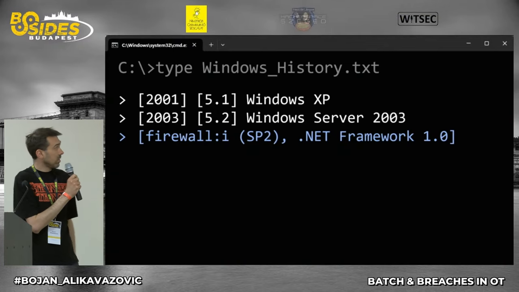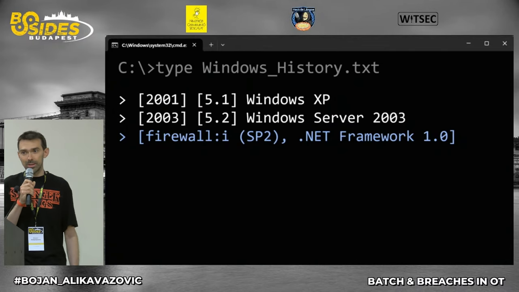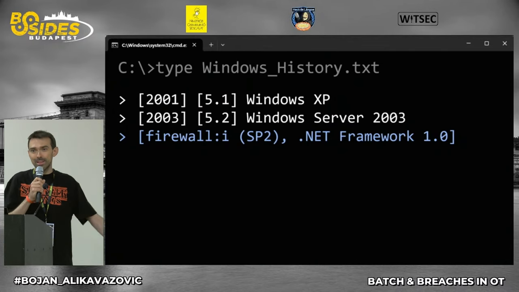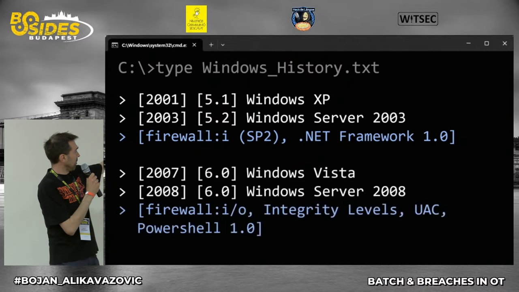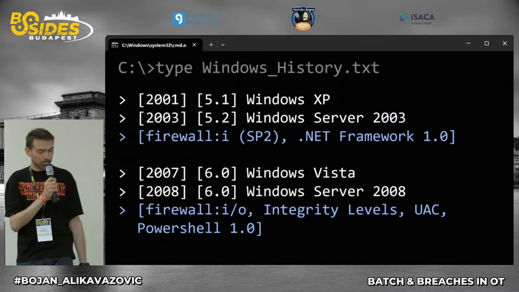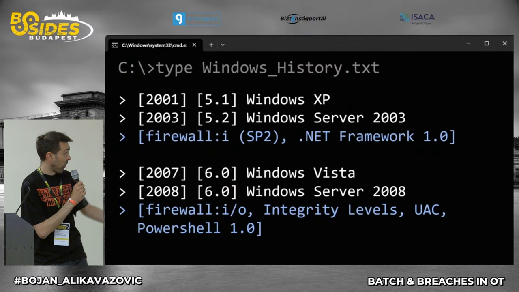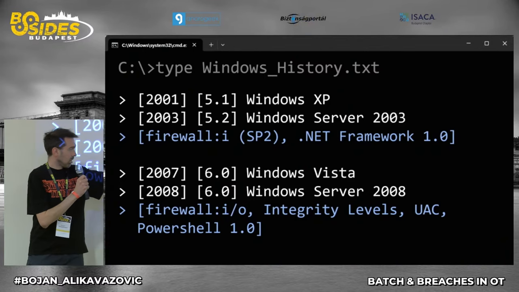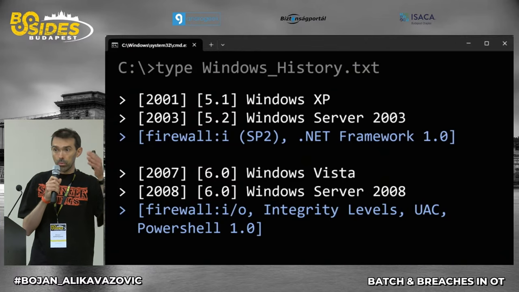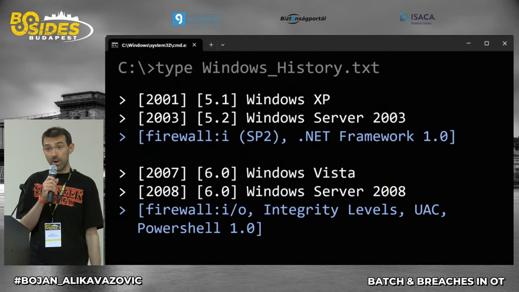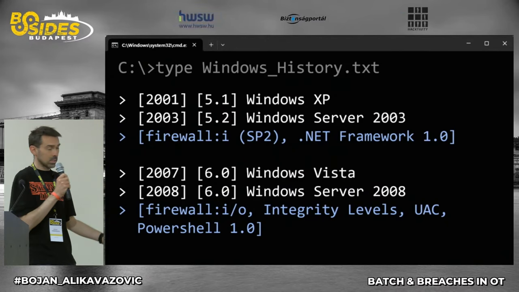And we are talking about introducing the .NET Framework version 1. It's a pretty old and shitty version, but it works, right? Okay. A few years later, Windows introduced Windows Vista and Windows Server 2008 with a firewall denying or allowing connections, with traffic in both directions. So you can finally configure the firewall in the outgoing and ingoing direction.